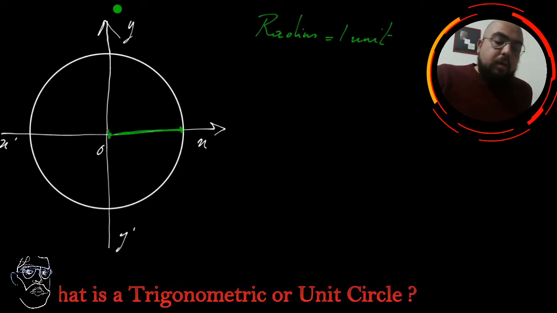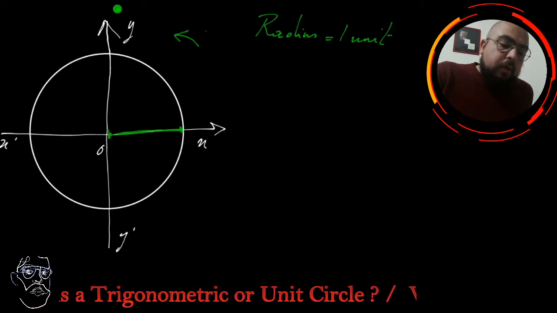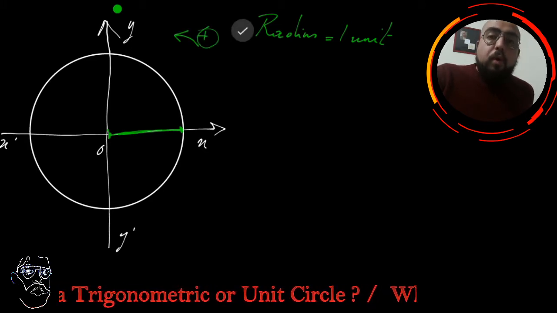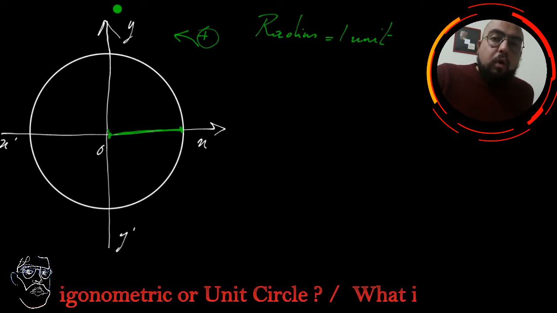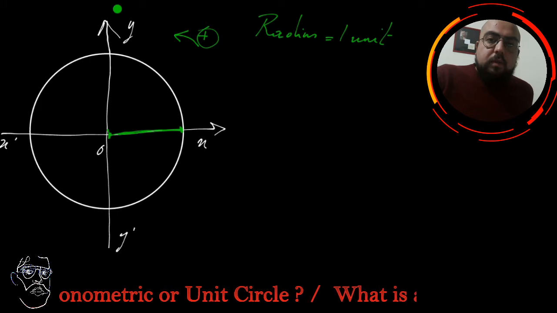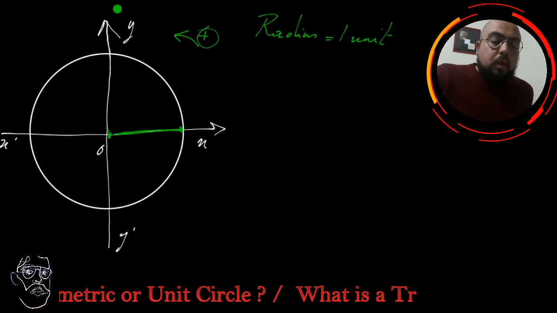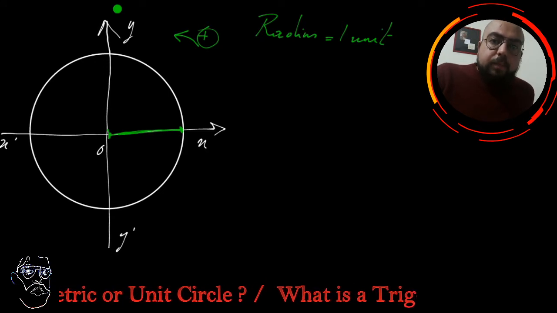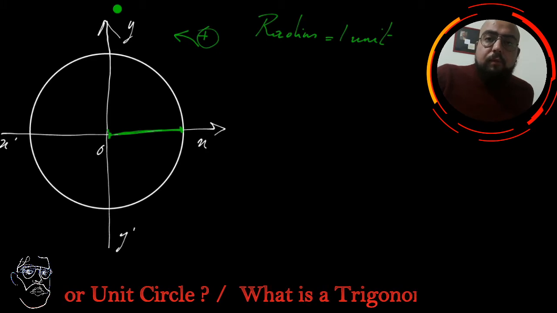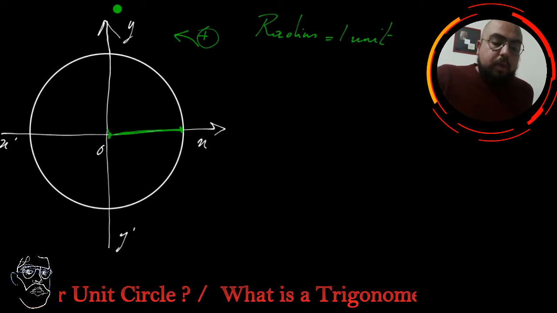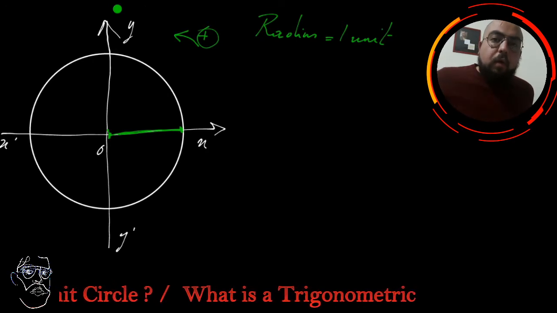The second characteristic is that we have a positive orientation, which is counterclockwise. So whenever I'm going to position a certain point which has a certain angle, of course, I have to check if the angle is positive, so I will have to go counterclockwise. If it's a negative value, I will have to go clockwise. So the positive orientation is simply counterclockwise.